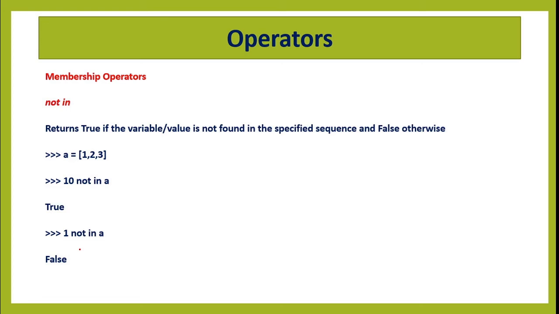So the next one is not in operator. So this operator returns true if the variable or value is not found in the specified sequence and false otherwise. We are taking the same example. A is equal 1, 2, 3. Then we are checking the element 10 is not in A. Yes, this one is not in A. So this one returns true. Then again we are checking the element 1. 1 not in A. Yes, this element 1 is present in the list A. So which means this one returns false.